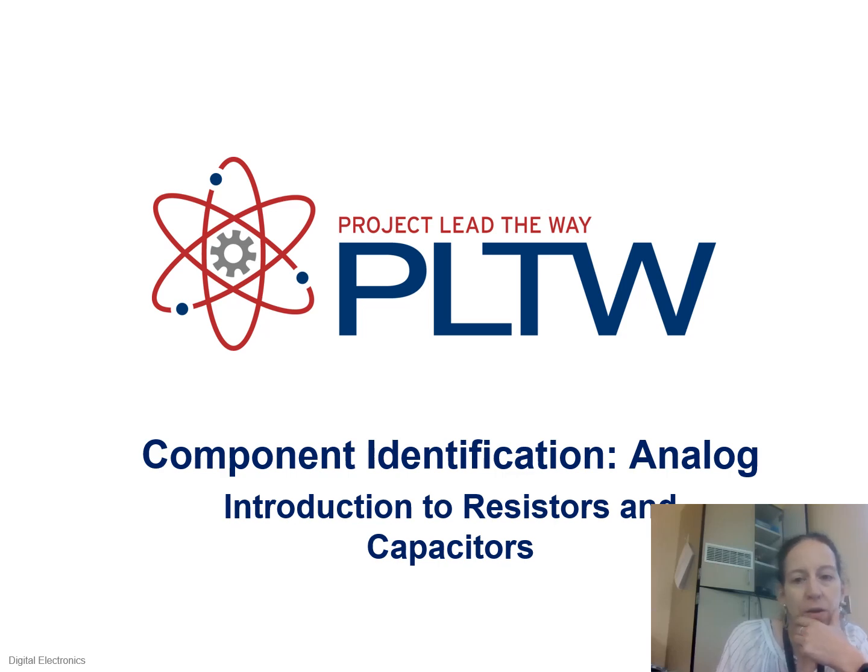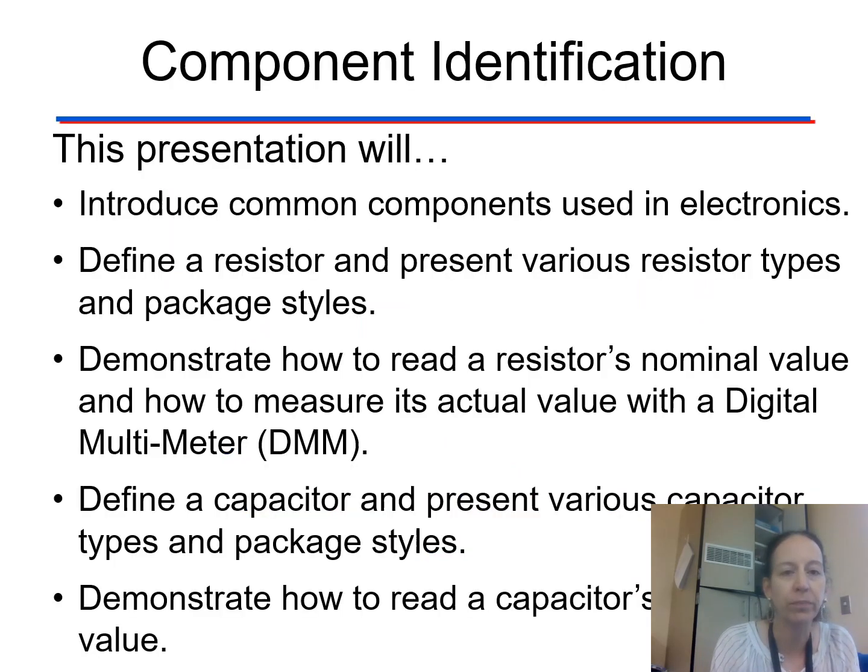This is a video that goes with lesson 4 in unit 1, which talks about analog component identification. It's an introduction to resistors and capacitors. We'll use a lot of resistors in this course. We use capacitors a little bit for one particular activity where we need to use a capacitor. This lesson is just going to give you a basic overview of what they look like and how to read some of the coding on these components.